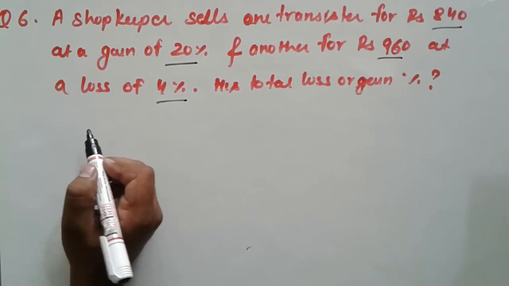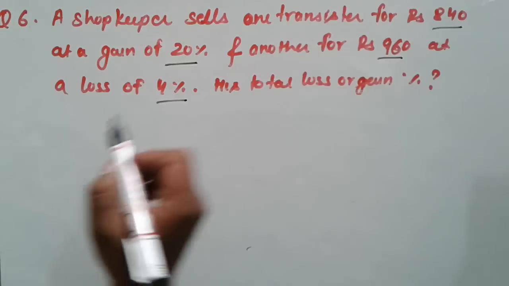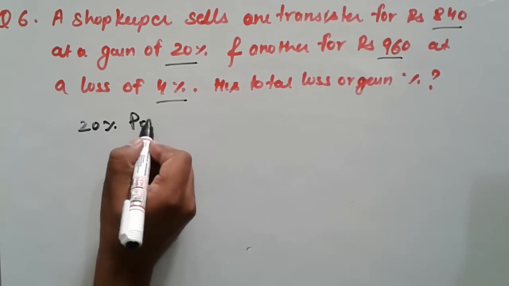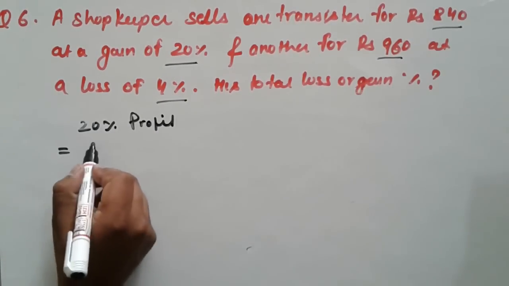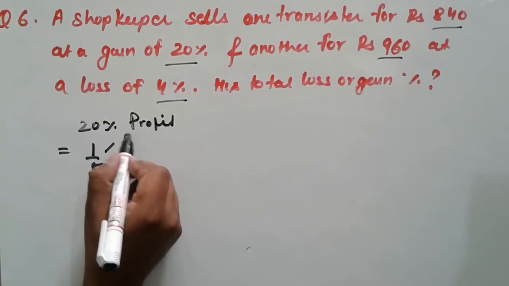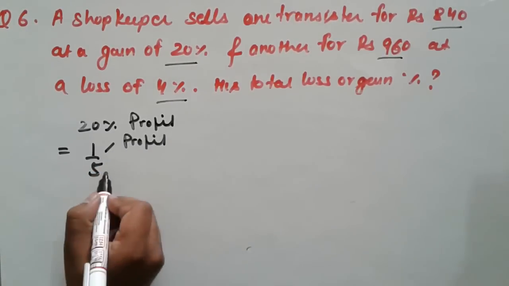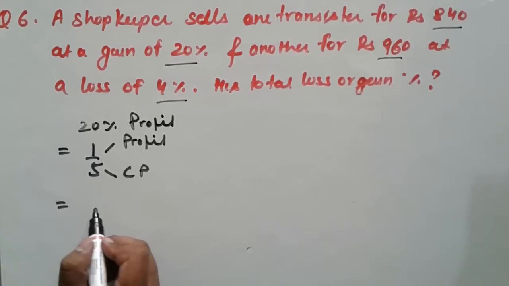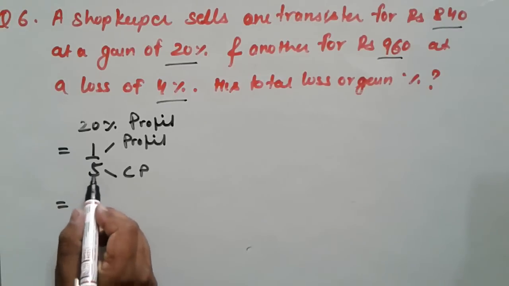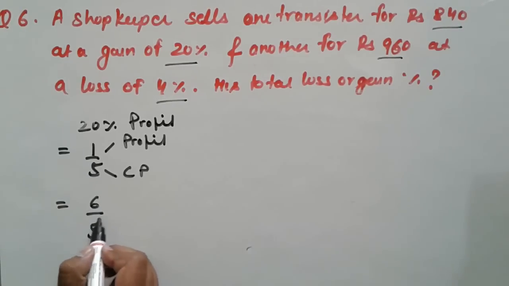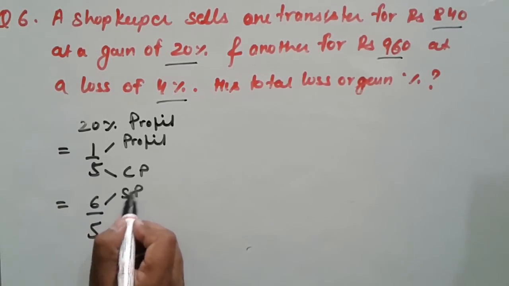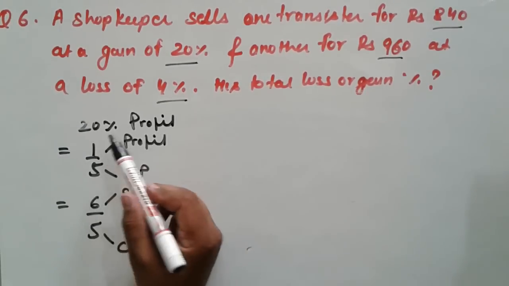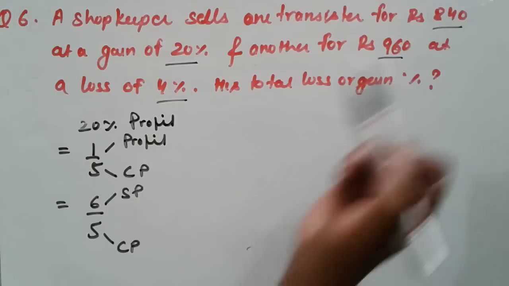So in the first, there is a profit of 20% when the selling price is 840. If we convert 20% profit into a ratio, it is 1 by 5. Here the numerator represents profit and the denominator represents cost price. Okay, so we can convert this into a selling price by cost price ratio. It will become 5 plus 1, 6 by 5. Here the numerator represents selling price and the denominator represents cost price. But when there is a profit of 20%, the selling price is 840.